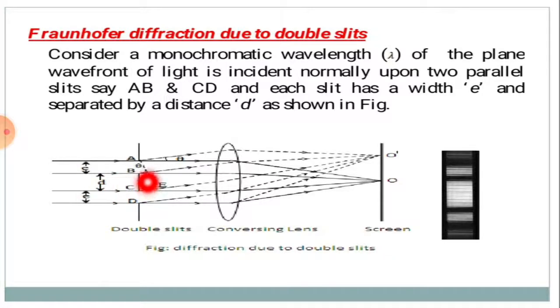But according to Huygens wave theory, each point of AB and CD sends out secondary wavelets in all directions. All these secondary waves traveling in a direction are focused at O, and this O corresponds to the position of central maxima or principal maxima, like this.